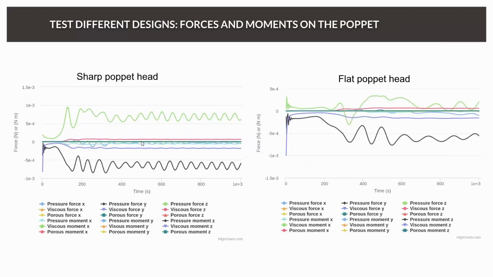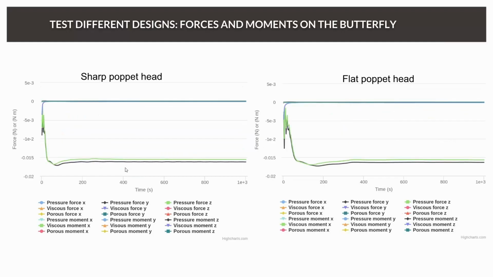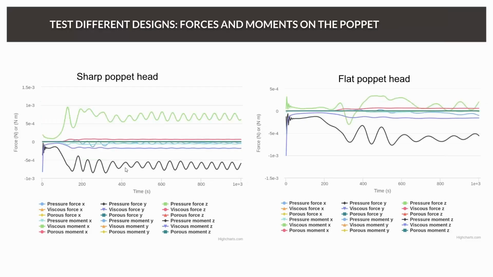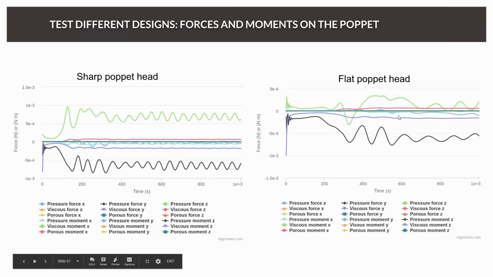And this one is very interesting because this is our transient simulation. It seems like for stationary conditions, it doesn't make a difference. But if we take a look at the process of changing the state or the operation point of the valve, there's a big influence between the sharp poppet head and the flat poppet head.